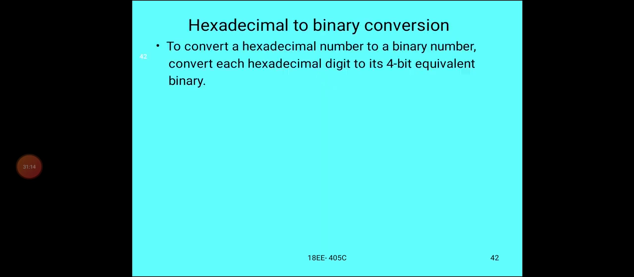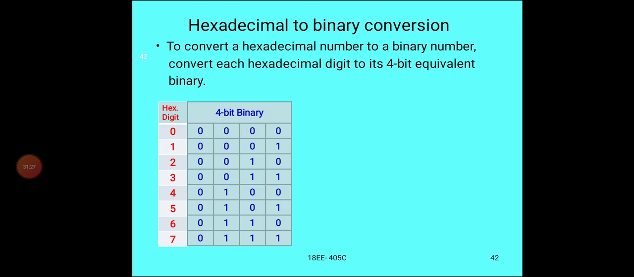Hexadecimal to binary conversion. To convert a hexadecimal number to a binary number, convert each hexadecimal digit to its 4-bit binary equivalent. Hexadecimal digit and its corresponding 4-bit binary: 0 is 0000. 1 means 0001. 2 means 0010. 3 means 0011. 4 means 0100. 5 means 0101. 6 means 0110. 7 means 0111.